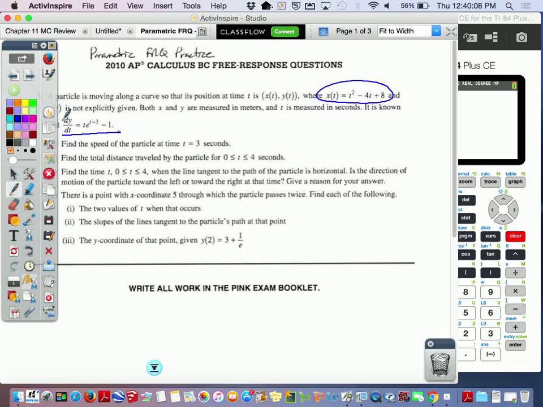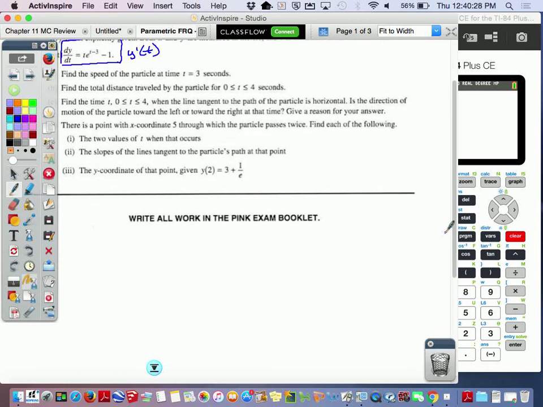So this is kind of a unique scenario in that we've got x of t and then we've got y prime of t for this question. So they give us like half and half. The first part says find the speed of the particle at time t equals 3. This is really about knowing the formula. This is actually just a 1-point question.